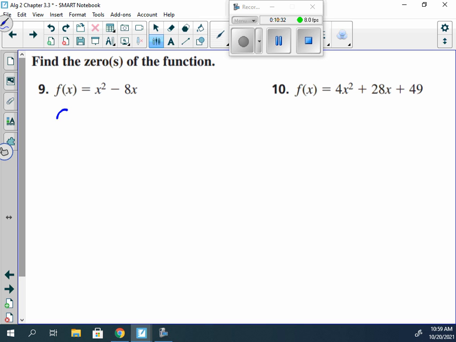It's just something a little bit different. We want to find the zeros. We want to find out what value of x will make this function equal 0. Now we could solve it by factoring or graphing. Let's do factoring. Is there a greatest common factor between x squared and 8x?